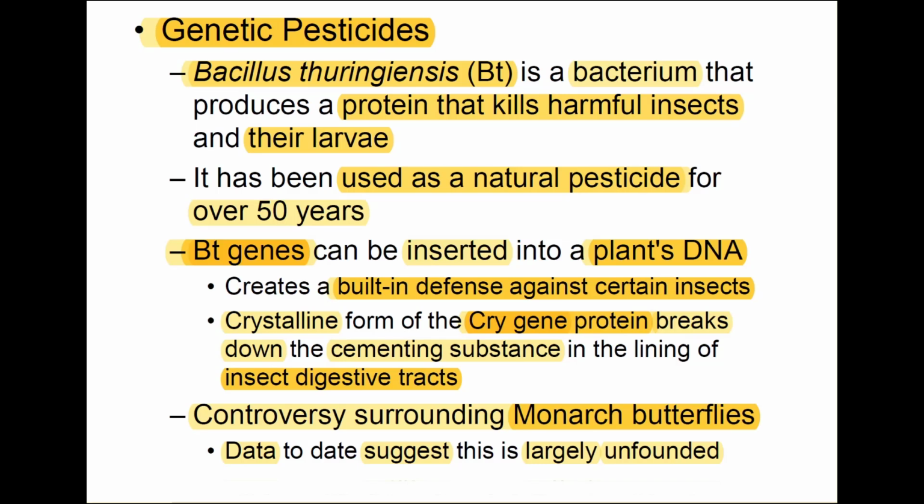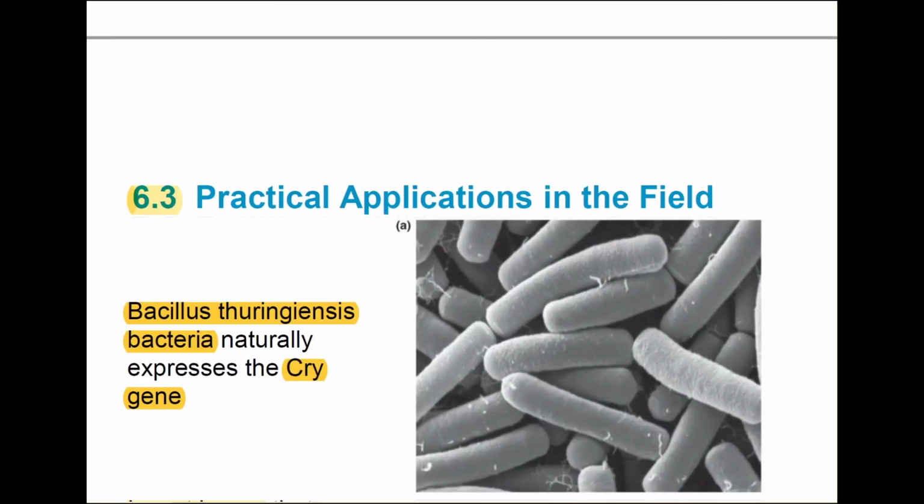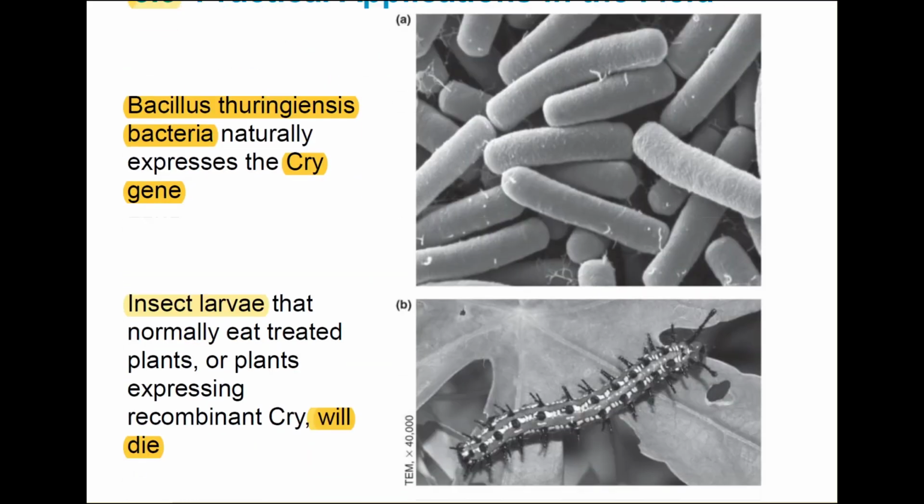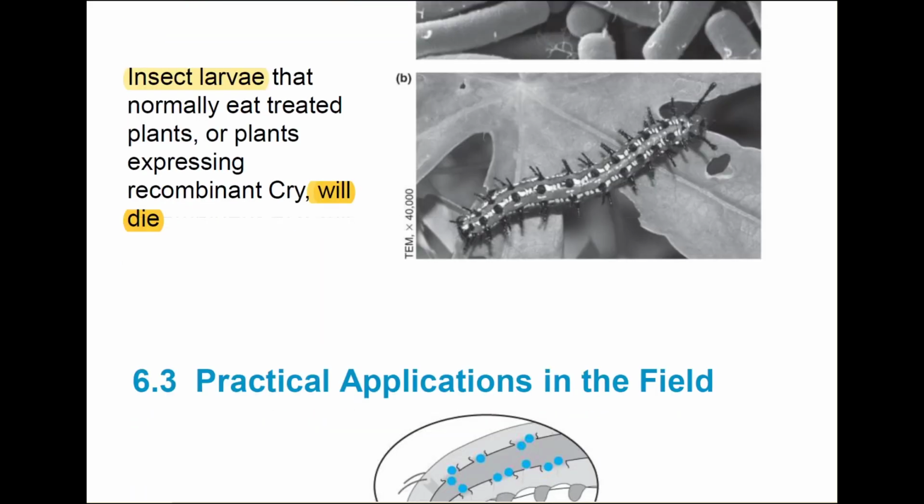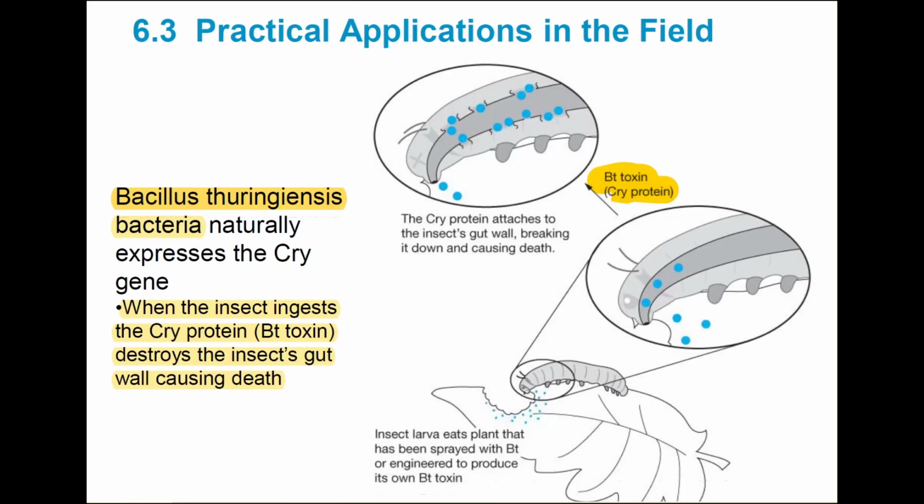This shows Bt naturally expressing the Cry gene product. Insect larvae normally eat treated plants. Plants expressing recombinant Cry, and these caterpillars will die. Bt bacteria naturally express Cry. This is showing the Cry protein attaches to the insect's gut wall and breaks it down. Insect larvae eat plants that are sprayed or produce this Bt, and they end up dying literally from the inside out.